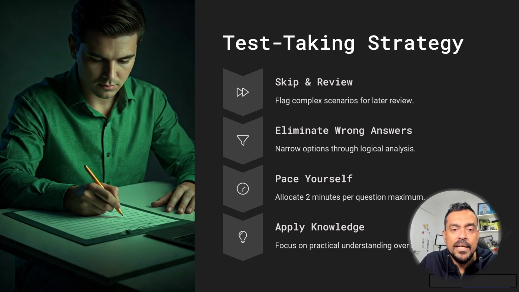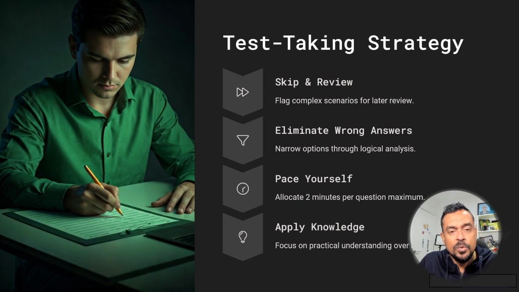The next one is eliminate wrong answers. As I said earlier, narrow options through logical analysis. I will do a separate video to show you how to do that in practical scenarios. You can eliminate inaccurate or unsuitable options, and then leave only the correct answer. It's another way. So even if you don't know exactly the answer for a specific question, by eliminating incorrect options, you can find out what the correct one is.